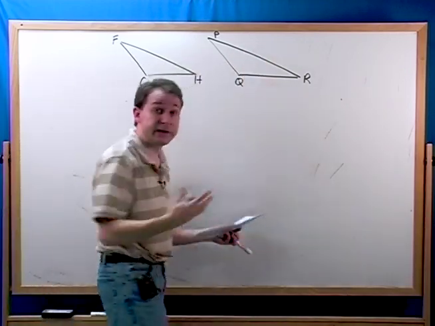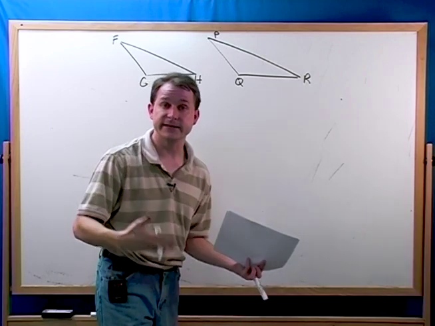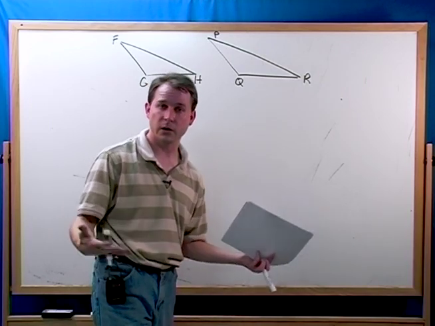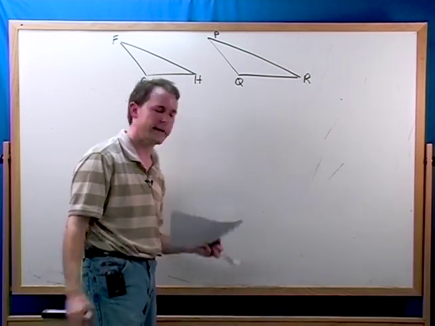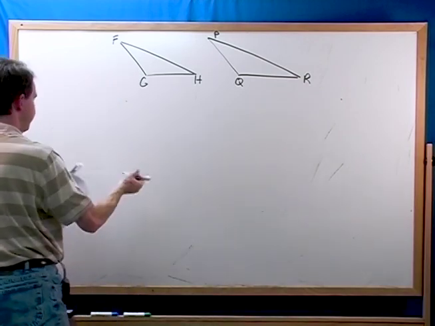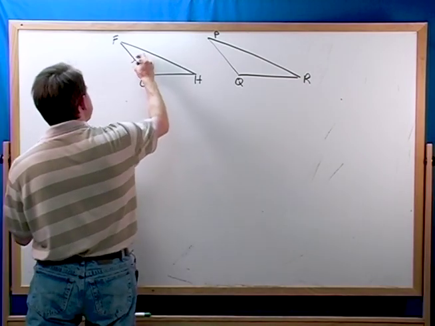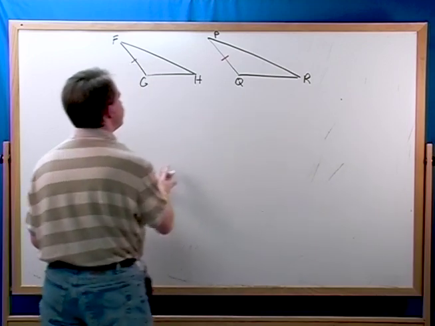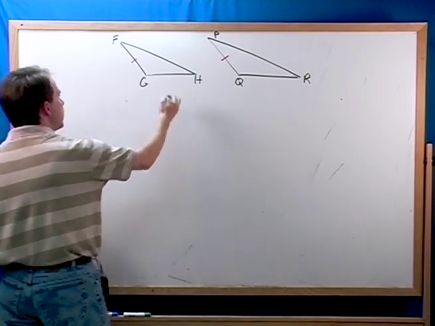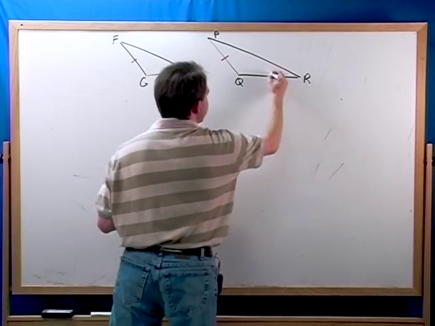sides, because if you did know the lengths, then you could look at the side, side, side postulate, see if they're all equal, and if they're all equal, they're congruent. But let's say you don't know that information. All you know is that this side is congruent to this side. That's one side. This side is congruent to this side.